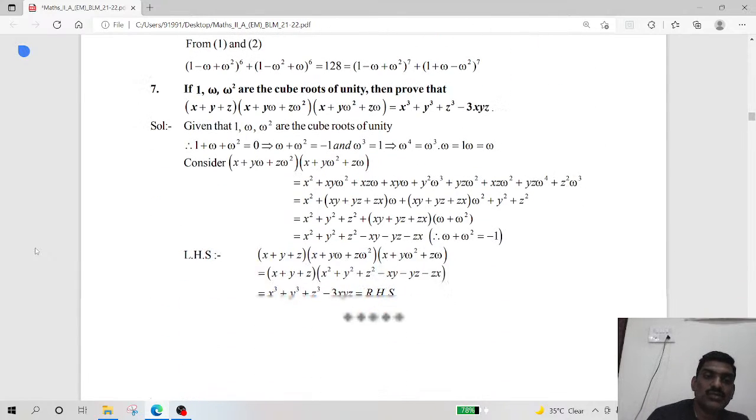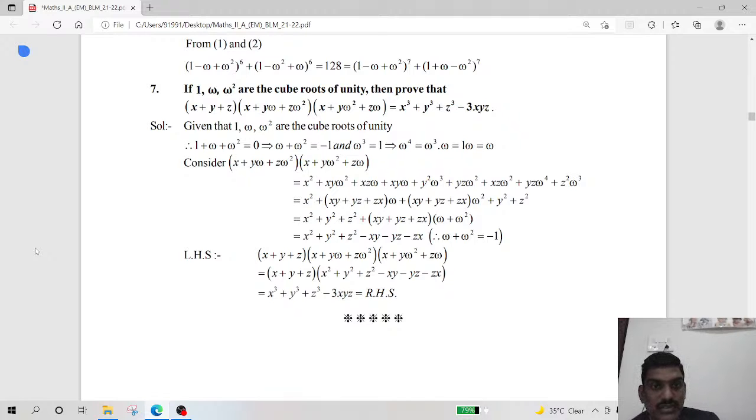Next, question number 7. 1, ω, ω² are the cube roots of unity. Then prove that (x + y + z)(x + yω + zω²)(x + yω² + zω) is equal to x³ + y³ + z³ − 3xyz. So we know that 1 + ω + ω² is equal to 0. From that, ω + ω² is equal to −1. And ω³ is equal to 1. ω⁴ is equal to ω. Let us try to see this.